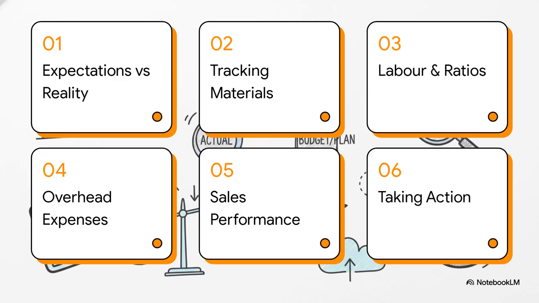Here's our roadmap for the breakdown today. We're going to cover 1. Expectations versus reality. 2. Tracking material cost variances. 3. Measuring labor and ratios. 4. Unpacking overhead expenses. 5. Analyzing sales performance. And finally, 6. Taking action on variances. Let's get into it.